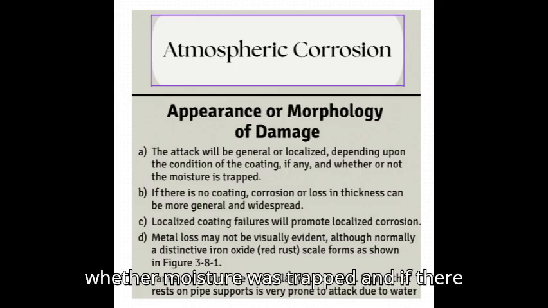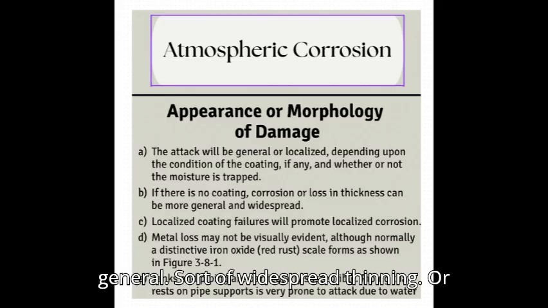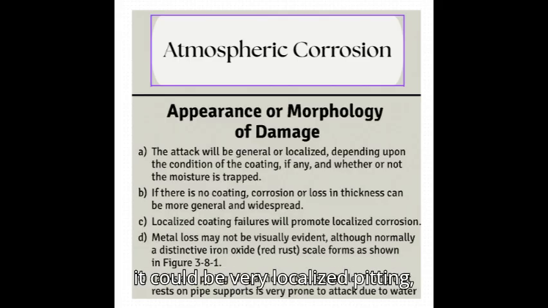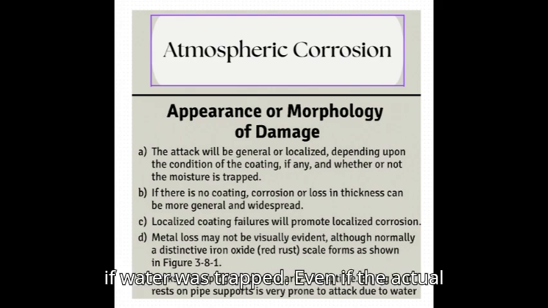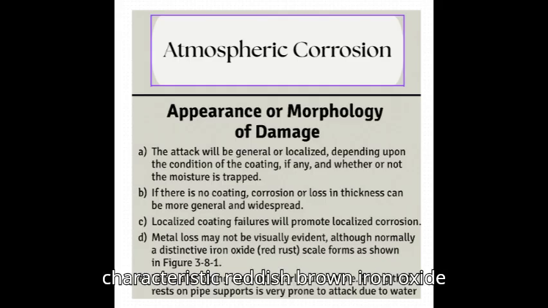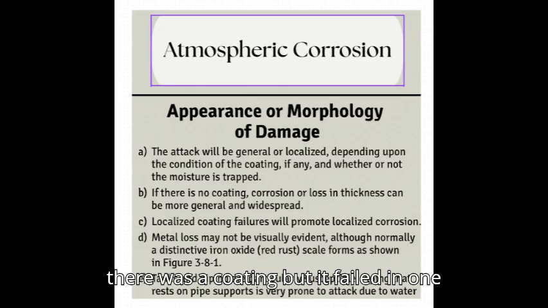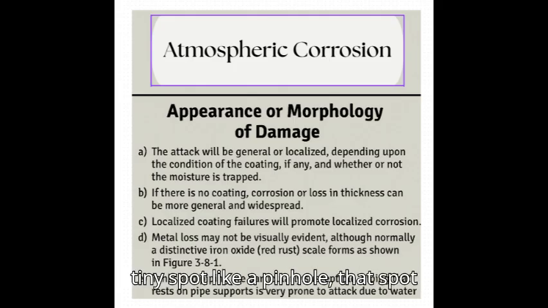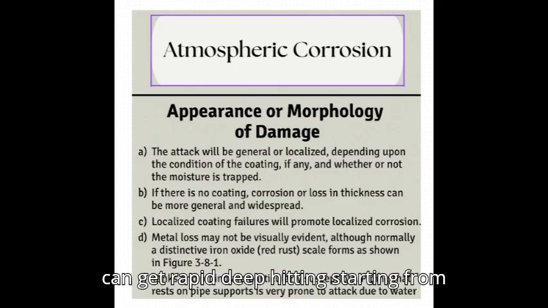It depends on whether moisture was trapped, and if there was a coating. The attack might be general, sort of widespread thinning, or it could be very localized pitting, especially if chlorides were involved or if water was trapped. Even if the actual metal loss isn't immediately visible, you'll almost always see that characteristic reddish-brown iron oxide scale, classic rust. And if there was a coating but it failed in one tiny spot, like a pinhole, that spot becomes a focal point for attack, and you can get rapid, deep pitting starting from that tiny defect.